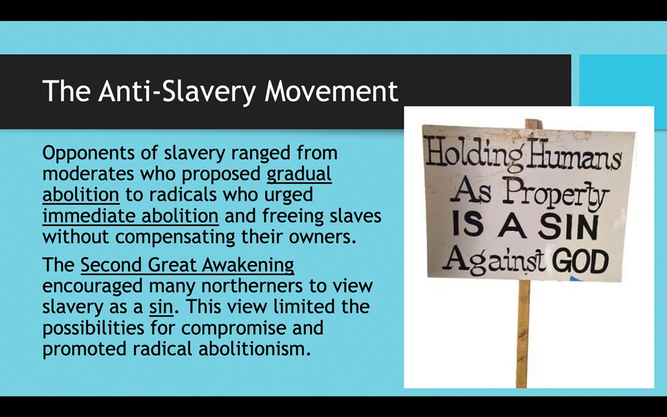Now, the Second Great Awakening, which we talked about in the last lecture, encouraged a lot of Northerners to start viewing slavery as a sin, not just as an improper political practice like high taxes or something, but as an actual sin, a corporate sin, something that is evil and going against God. And this view of slavery as sin, a very correct view, really limited the possibilities for compromise, and it promoted a more radical abolitionism, because how can you compromise with sin when the Bible says we shouldn't compromise with sin at all?